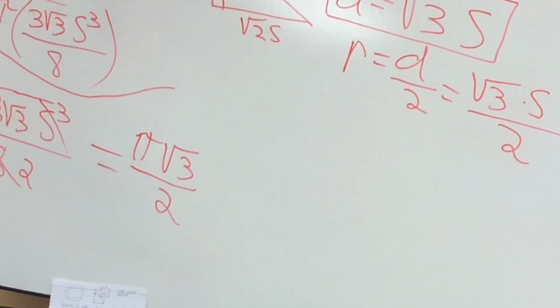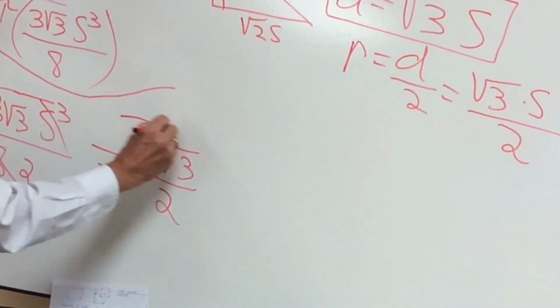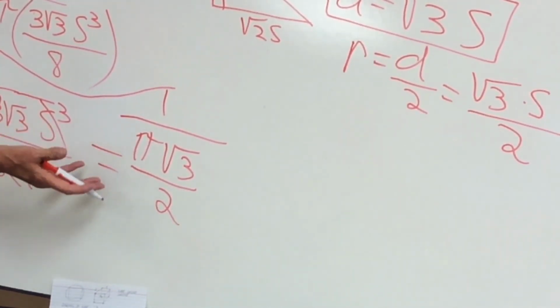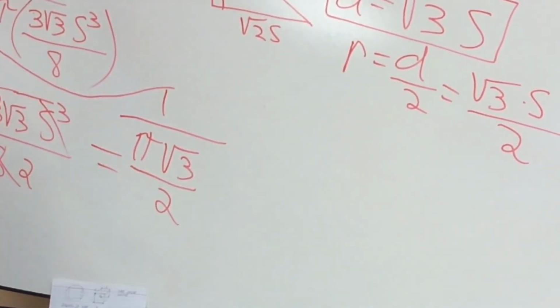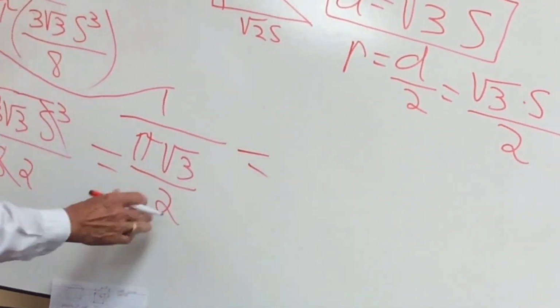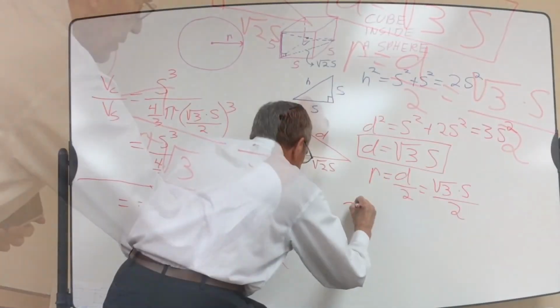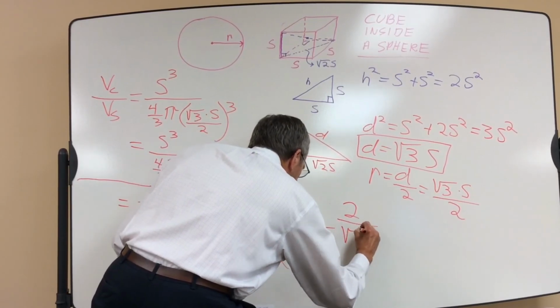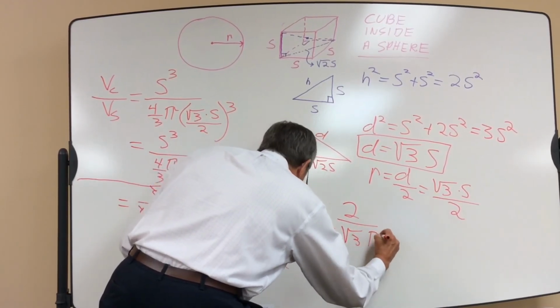Oh, that's on the bottom, sorry about that, I have 1 on the top. I canceled out the cube roots of 3. Now I have all this on the bottom. That's on the bottom. I got to flip it all over. Okay? So let's go ahead and do that. Flip it over. I get 2 on the top. I get square root of 3 times pi.